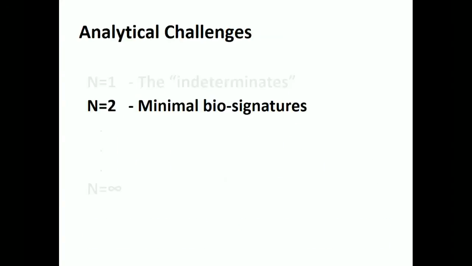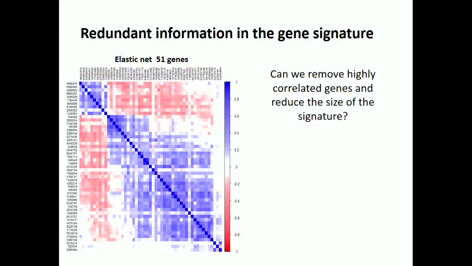The next analytical challenge I'm going to touch on today is how to make those gene signatures even smaller. So it's okay to have 51 transcripts, but it's not ideal: if you go to a diagnostics company, they probably want to measure even fewer. When we looked further at our signature, we saw that our genes are capturing more or less the same information. You can see those big blocks of highly correlated genes there. They're probably contributing to the same pathway for the patient to fight off the infection. So we thought, can we remove those highly correlated genes and reduce the size of the signature even more?